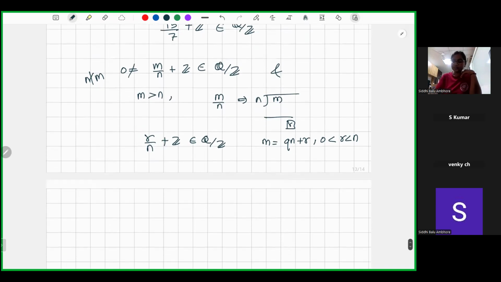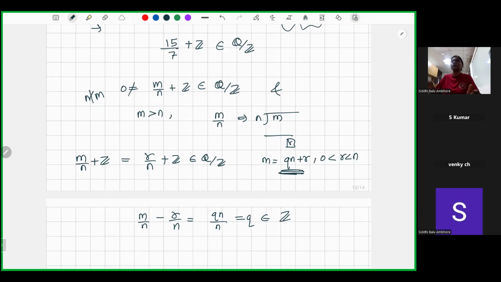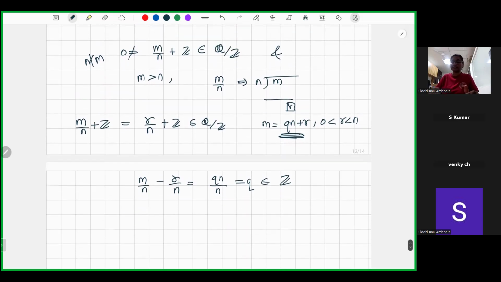And why does this make sense? Because see, m by n minus r by n is what? It is qn by n, right? Using this, it is q, and hence it belongs to Z. So this actually makes sense. This m by n plus Z is actually equal to r by n plus Z in my quotient group because this is happening. Please understand that this makes sense and this is the expression.